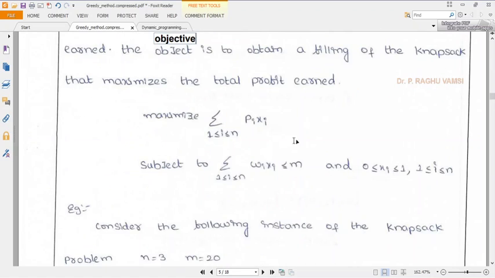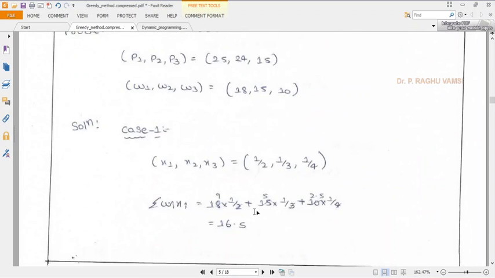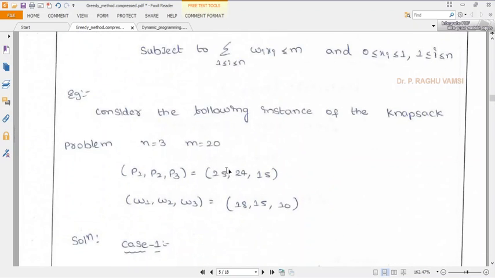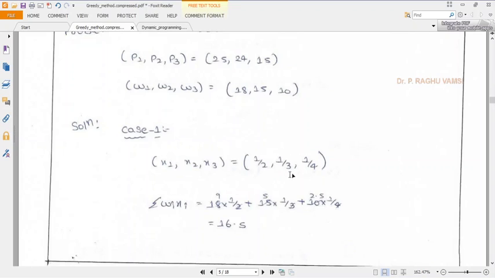Our condition is that sigma wi xi should be less than or equal to m. The value we got, 16.5, is less than or equal to m, that is 20. That means we have scope to grow up to 20. So let's try other fractions. This choice of fractions is completely random in nature. You can try any possibility. There is no straightforward approach you must use, but finally you must satisfy this particular condition.